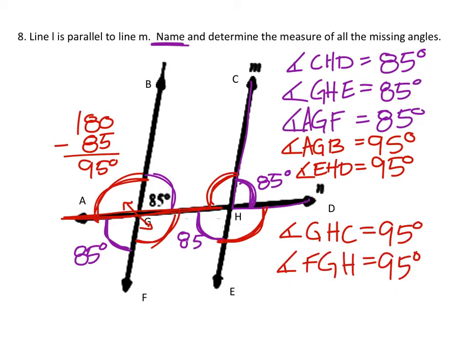And there we go. We got 7 angles, including the one that was given, all 8 angles. We have all of them, all the missing angles and their names.